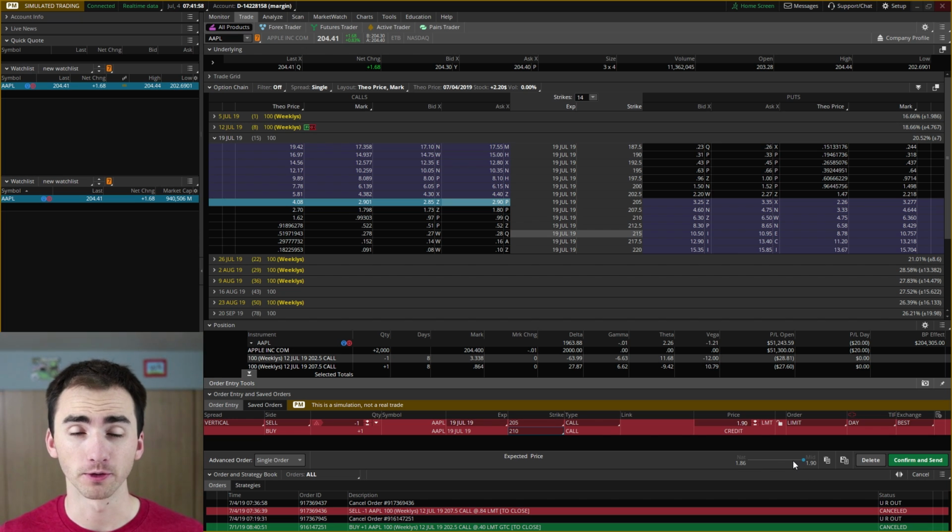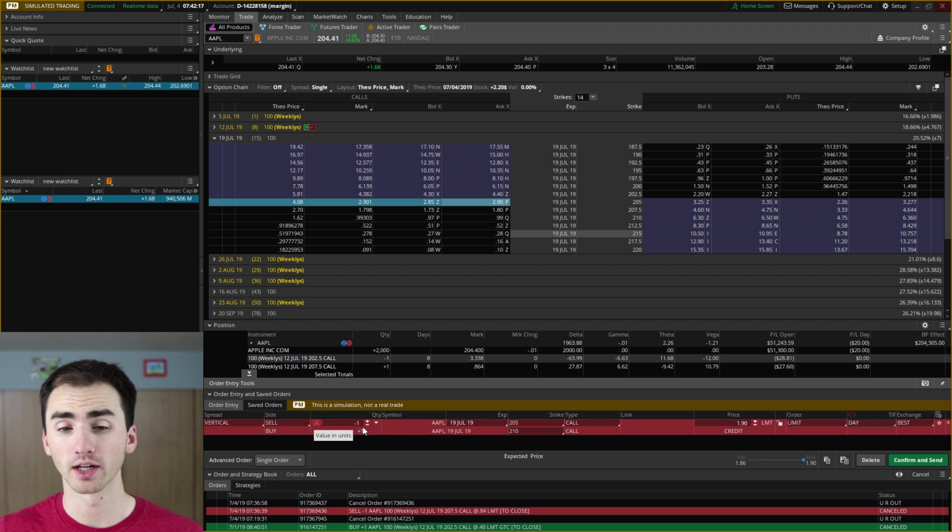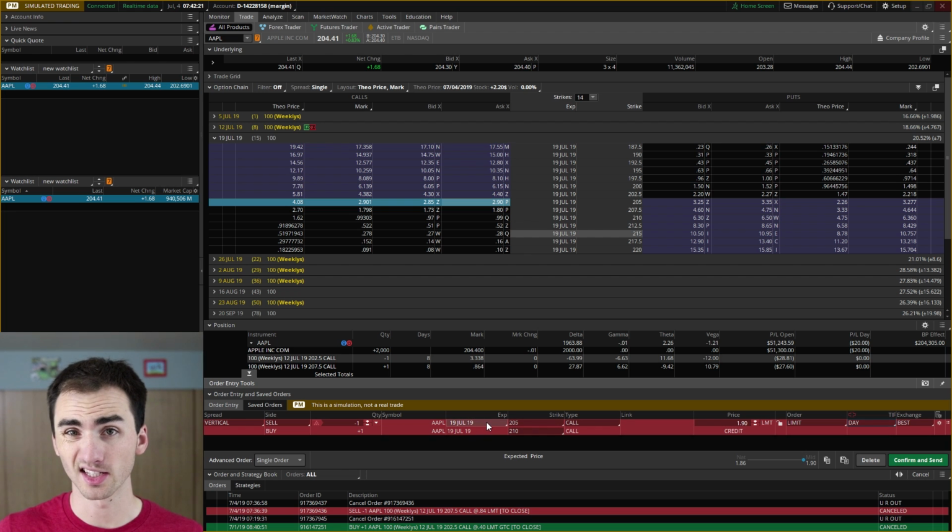Generally, you want to try and get filled at the mid price, but if you do want to get filled right away, you can hit the natural price, which is essentially hitting a market order. Now, we want to just quickly check over our trade. We're getting filled on how many contracts we want. You never want to overtrade. You always want to try and stay within your means. And then we're selling the 205, buying the 210 as protection.